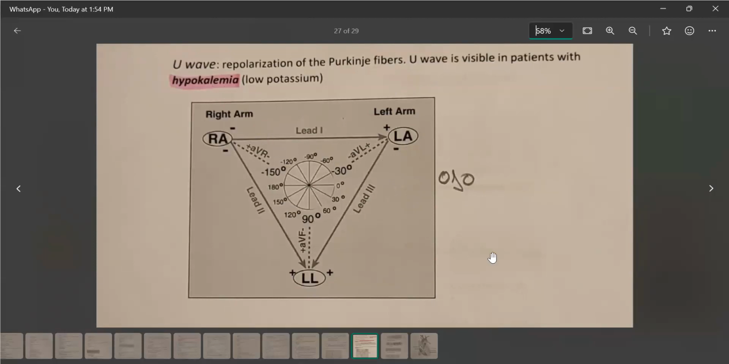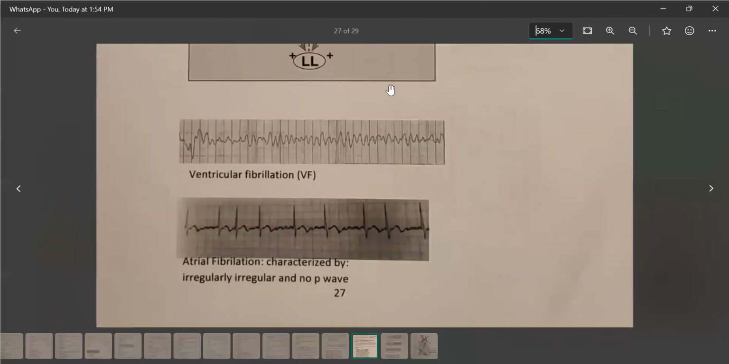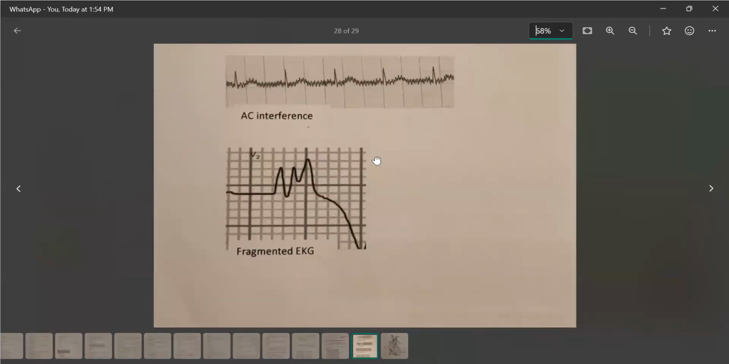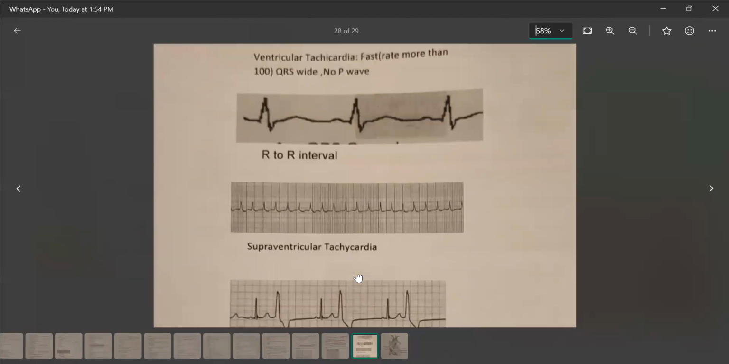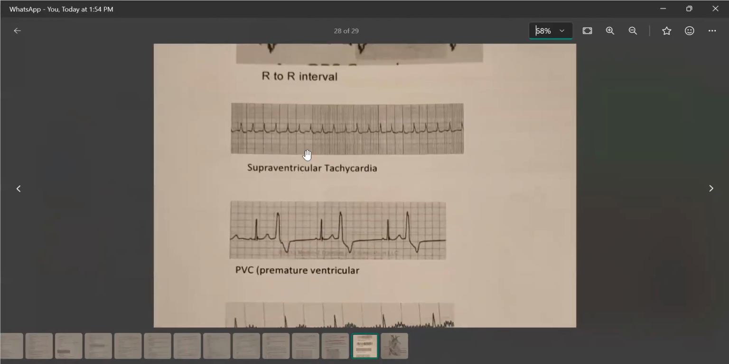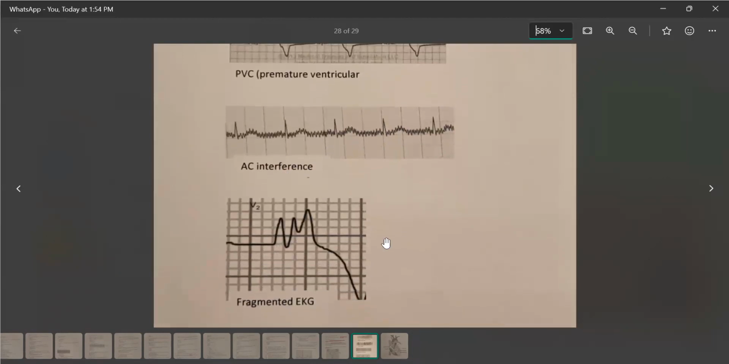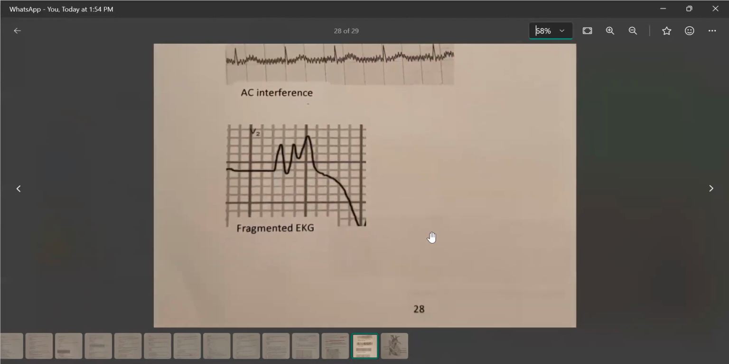Here's a graph. Another graph: ventricular fibrillation, VF, atrial fibrillation. Ventricular tachycardia, fast rate more than 100, QRS wide, no P wave. R to R interval. Supraventricular tachycardia. PVC, premature ventricular contraction. AC interference. Fragmented EKG.